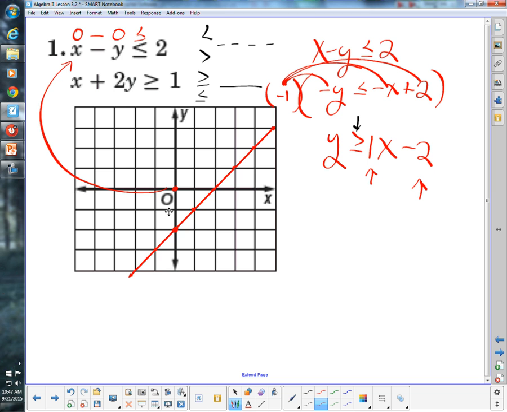So what I have here is 0 minus 0 is less than or equal to 2. That's a true statement. So we can see that the origin is included in the solution set for this one. So we would now shade in the origin side for this one. Up here, this entire half is where your solutions lie.